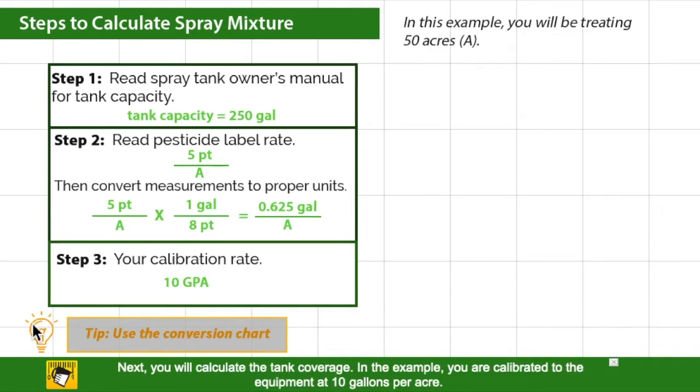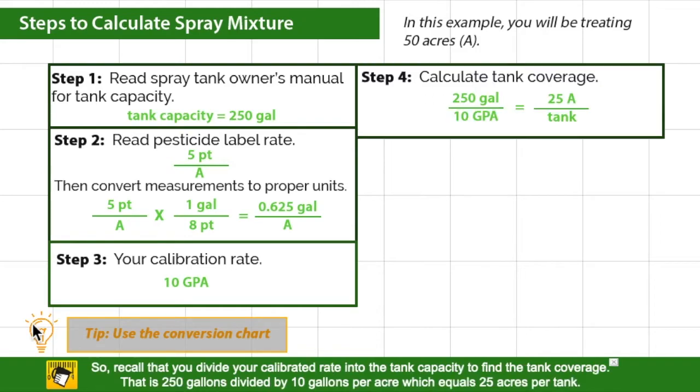Next, you will calculate the tank coverage. In the example, you are calibrated to the equipment at 10 gallons per acre. So recall that you divide your calibrated rate into the tank capacity to find the tank coverage. That is 250 gallons divided by 10 gallons per acre, which equals 25 acres per tank.